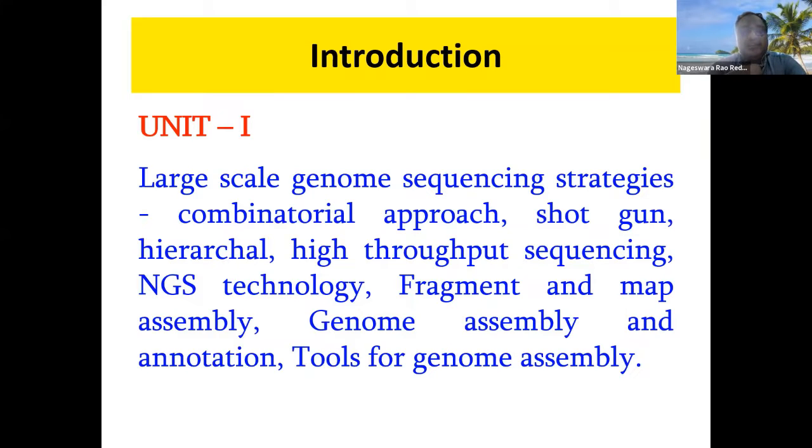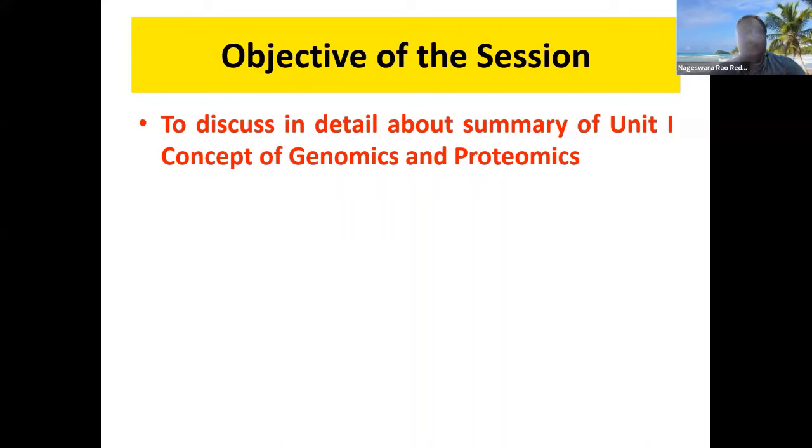This is a brief introduction. That is Unit 1. This is the syllabus we had here. We had large-scale genome sequencing strategies, which include the combinatorial approach and the shortcut genome approach, hierarchical high-throughput sequencing, then NGS technology, then fragment and map assembly, genome assembly, and genome annotation and tools for genome assembly. This is all we have in the syllabus of Unit 1. So the objective for today's session is to discuss in detail the summary of Unit 1, concept of genomics and proteomics.